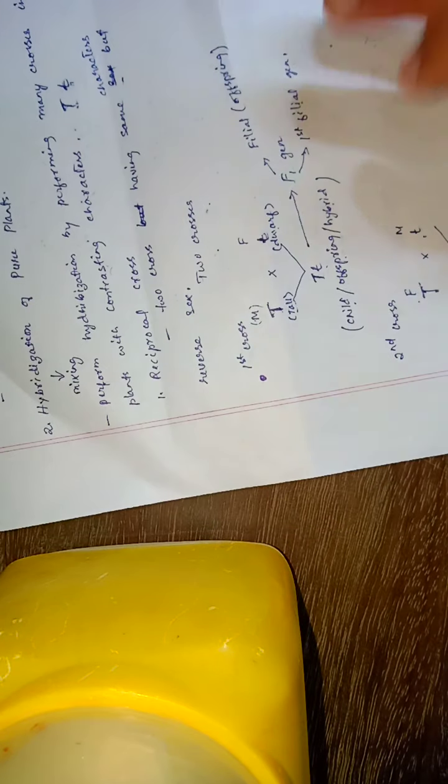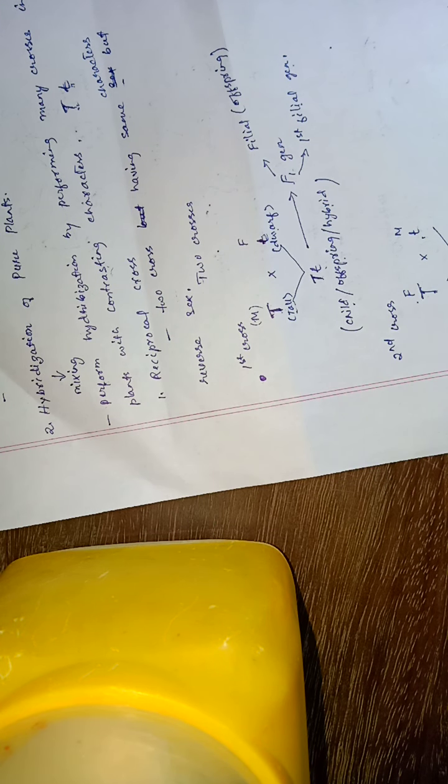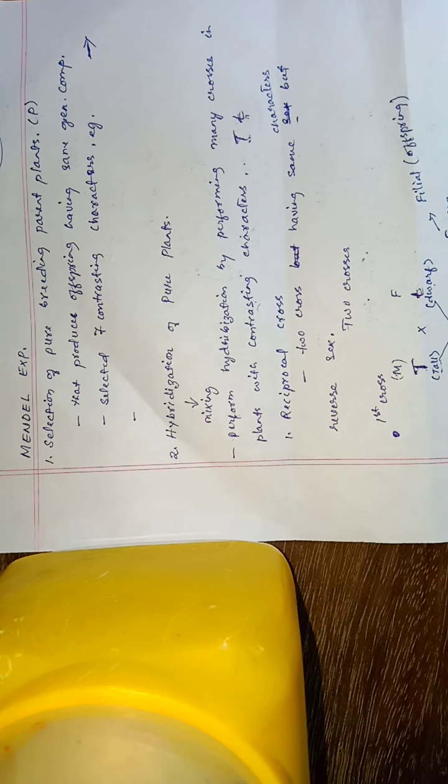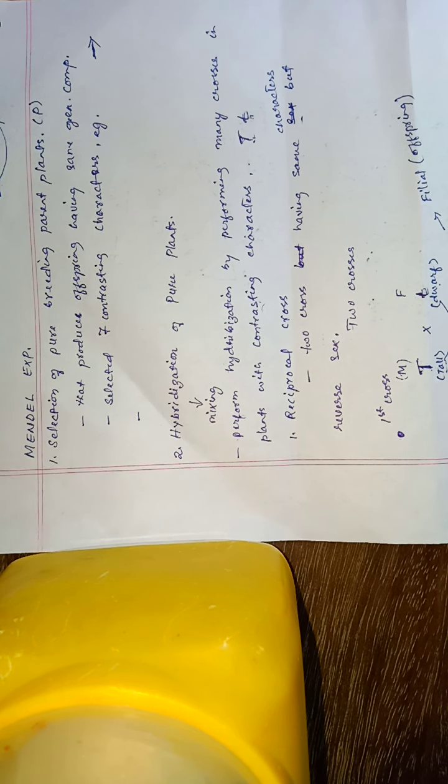Let's study Mendel's experiment. Gregor Johann Mendel was the first to explain the mechanism of transmission of characters from parents to the offspring. Therefore, Gregor Johann Mendel is called the father of genetics. He conducted his experiment on the garden pea plant, the scientific name is Pisum sativum. To conduct his experiment, he selected seven characters.